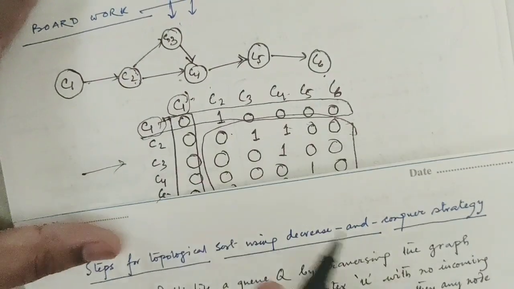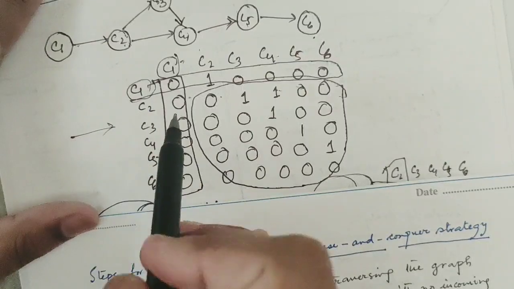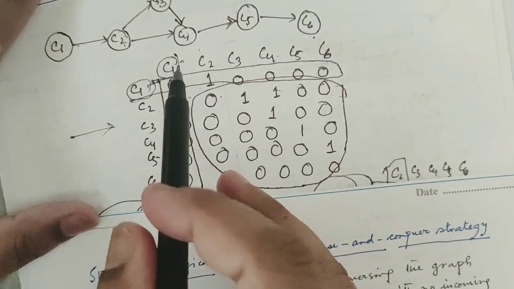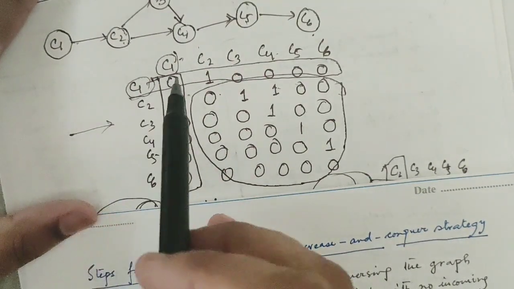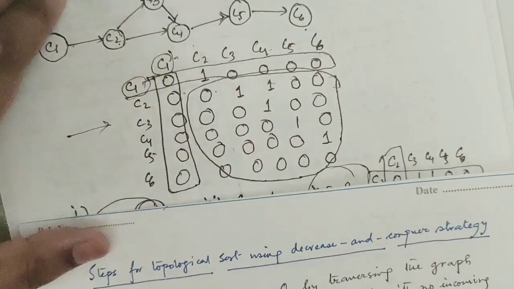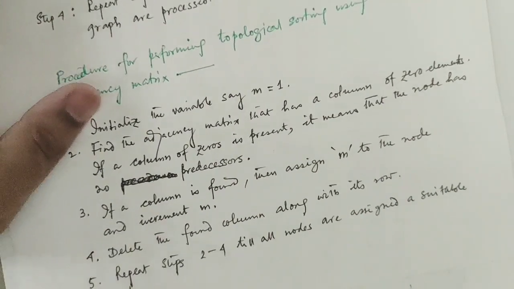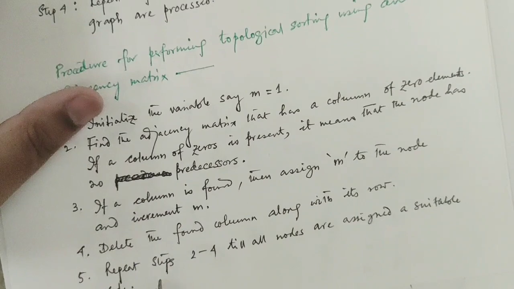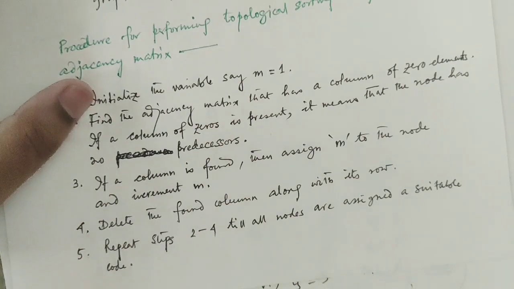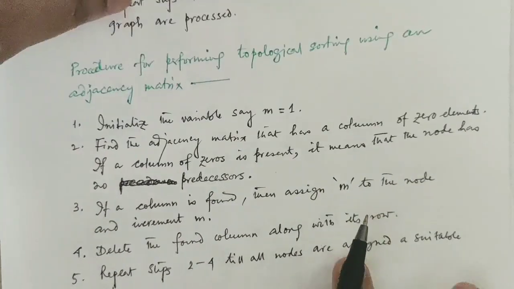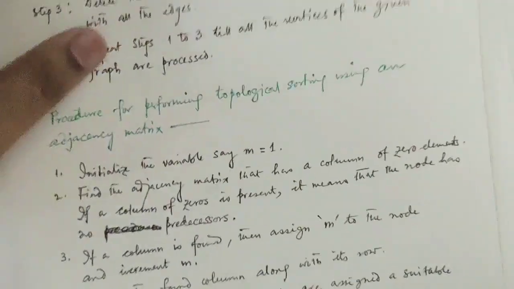That's why I deleted row number C1 and column number C1. I first verify all zeros in the column. Then whenever I have identified a column having all 0, not only that column but also that row needs to be deleted. And assign the value of m as the order of the vertex. And increment m by 1, as I told. Repeat steps 2 to 4 till all nodes are assigned a suitable order. That means order 1, order 2, order 3, order 4 and so on. Okay. Fine. So that is all about the topological sort.